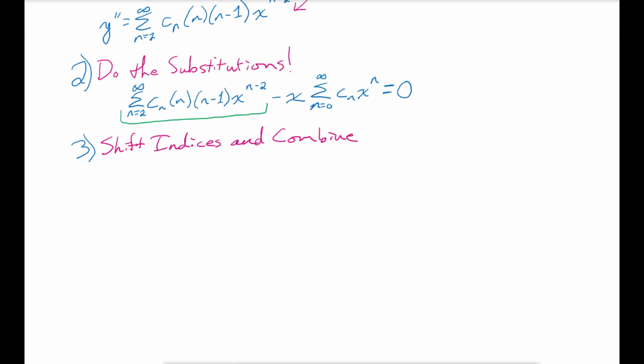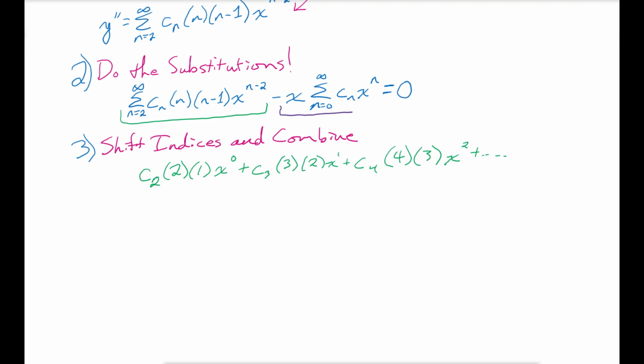So let's do that. For my first sum, I get c sub 2 times 2 minus 1, or times 1, times x to the 2 minus 2, or x to the 0. Then, plugging in n equals 3, I get c sub 3 times 3 times 2 times x to the first, plus, plugging in 4, I get c sub 4 times 4 times 3 times x squared, and it keeps on going.